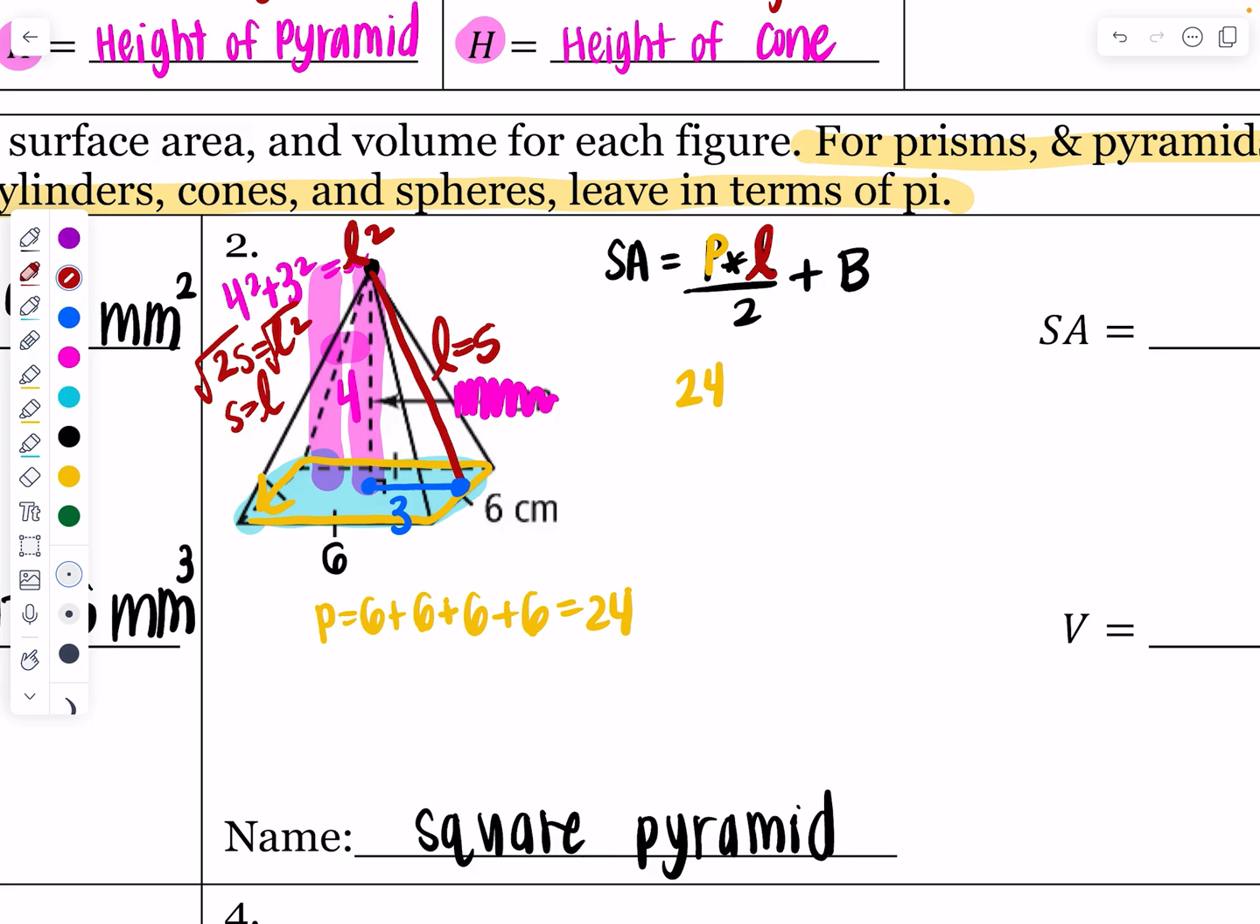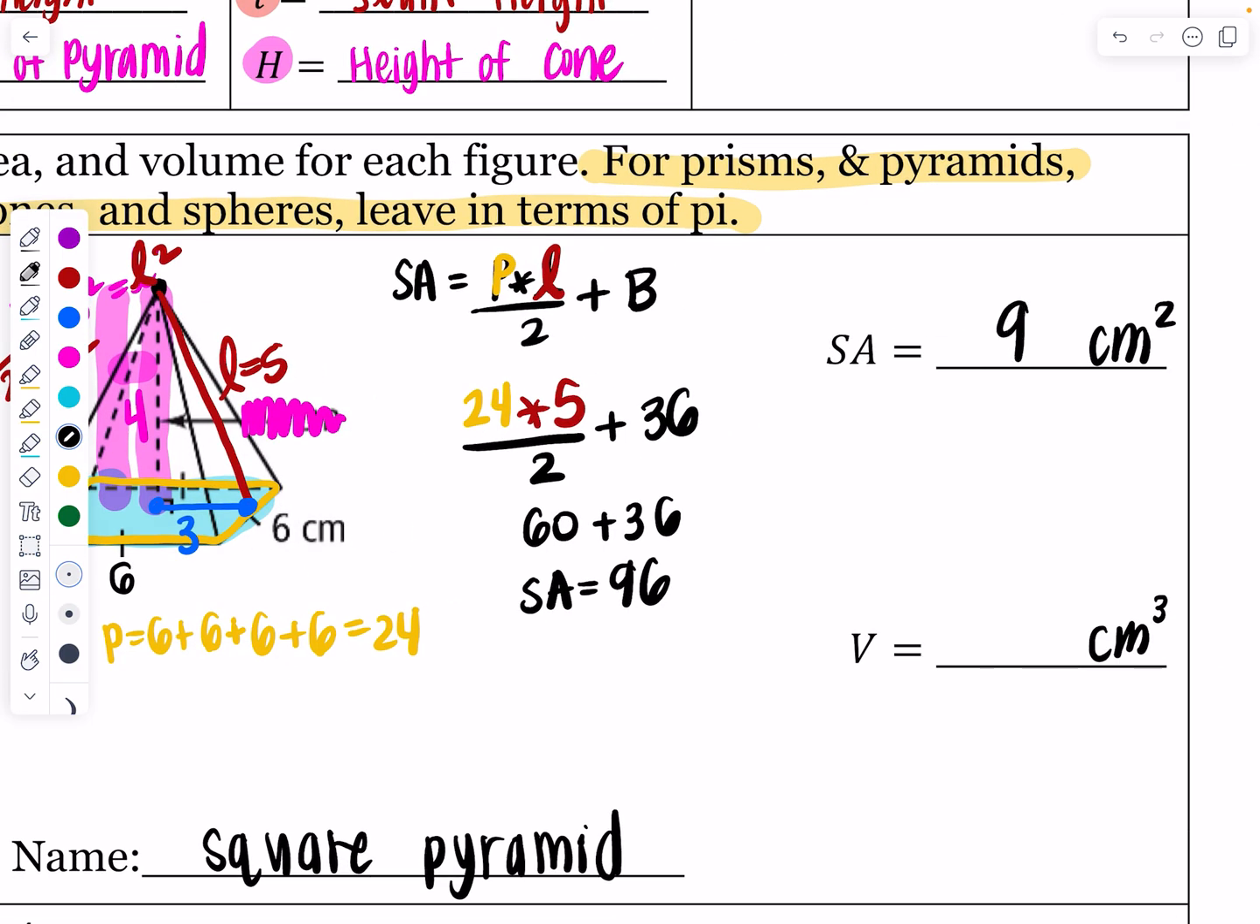So that is going to be, let's see, my slant height is going to be 24, perimeter is 24 times slant height of 5 divided by 2 plus my area of the base, which of course is going to be 36. Okay, so I got 36 by doing 6 by 6. That's a 6 by 6 square. So 24 times 5 divided by 2 is going to give me 60. So my surface area is going to be equal to 60 plus 36. So surface area is going to be equal to 96. 96 centimeters squared is my surface area.